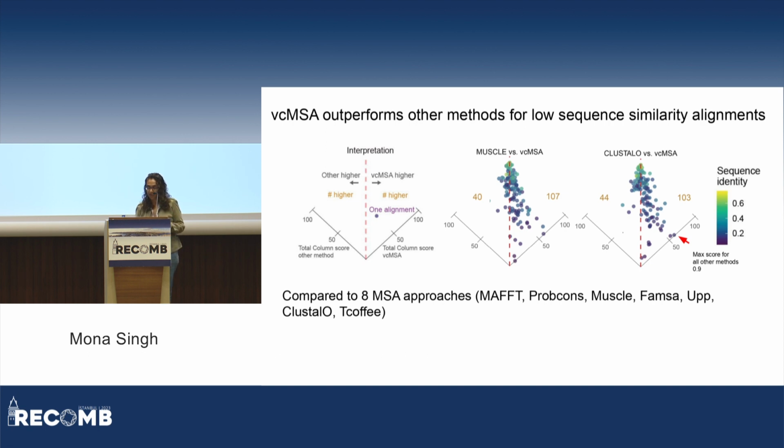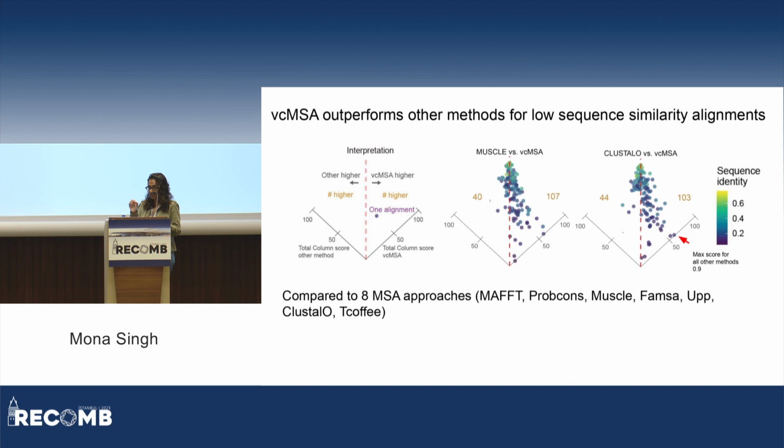Okay, so here are 2 such comparisons. The first is a comparison to muscle. And so you can see that VC-MSA does better in 107 of the cases, muscle does better in 40 of the cases. The second comparison here is to Clustal omega, and in this case, VC-MSA does better in 103 of the cases, and Clustal omega does better on 44 of the cases.